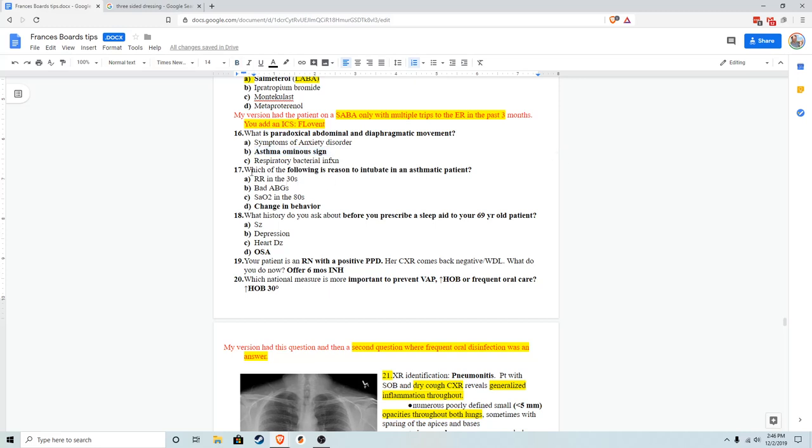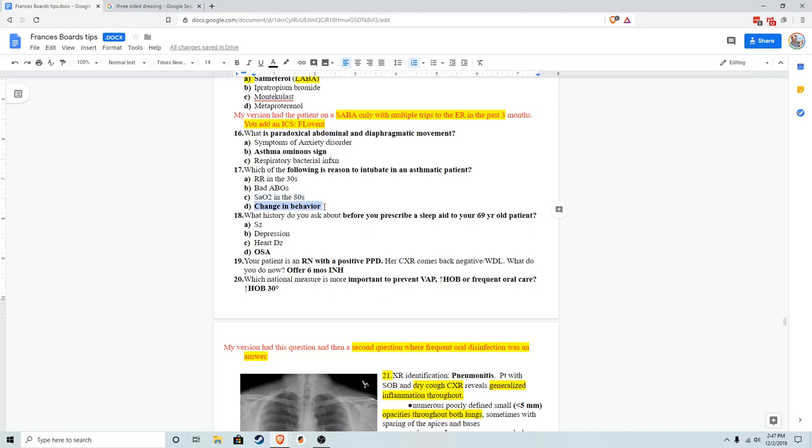Next one, number 17. Which of the following is a reason to intubate an asthmatic patient? High respiratory rate, bad ABGs, low oxygen saturation, change in behavior. Okay, so all of these signs are signs of not oxygenating very well. So we have high respiratory rate, bad gases, low SATs. Okay, what can we do for A, B, and C? Give oxygen, give NEBS, give oxygen, give oxygen.